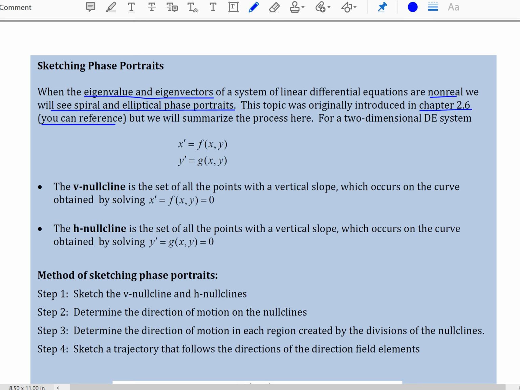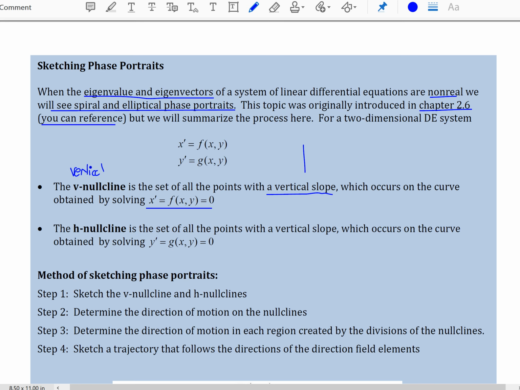For a two-dimensional DE system, x prime equals some function of x and y, and y prime is some function of x and y, we define the V nullcline, also written as the vertical nullcline, as the set of points with vertical slopes. This only occurs by solving for when your horizontal component is 0. Now, if you have a vertical slope, it means your lines are going straight up and down. But that only happens if x prime is 0, meaning you have no horizontal movement.